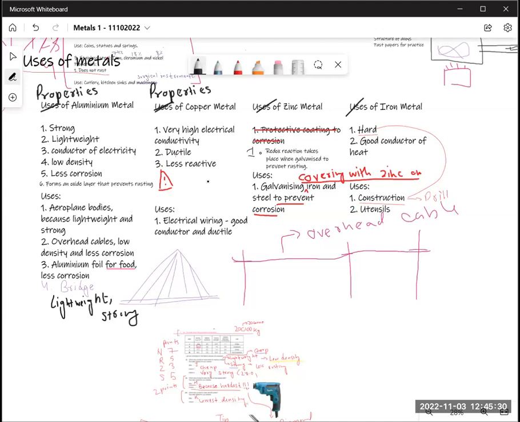Sir, what? Have you finished writing, Neha? Yeah, I'm writing, sir. Where are you right now? Sir, I just finished with the properties of the copper metal, in the zinc metal part. Now, the first thing is the property, then the use, right? Okay. Now, Ritika, how much have you finished? Sir, I just started the zinc metals.